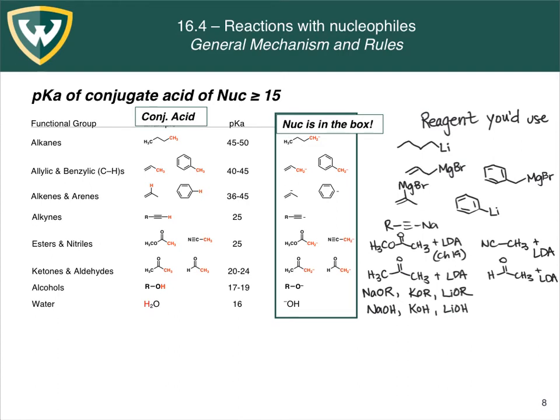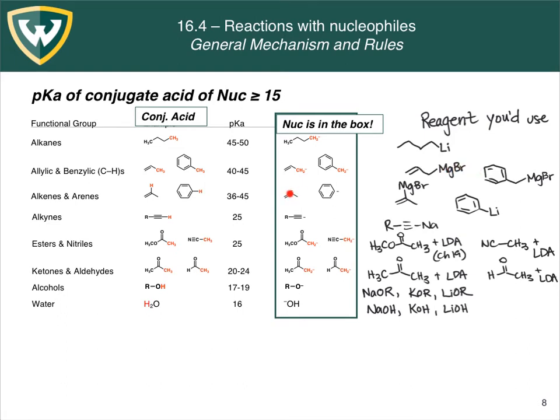So in this table, which is a pKa table that I've modified just for this class, you can see the alkanes up here. If you wanted to use a nucleophile that is an alkane anion, you already know you would use butyllithium to get a butyl anion as your nucleophile. For allyl anion or benzyl anion, you would use the corresponding Grignard reagents.